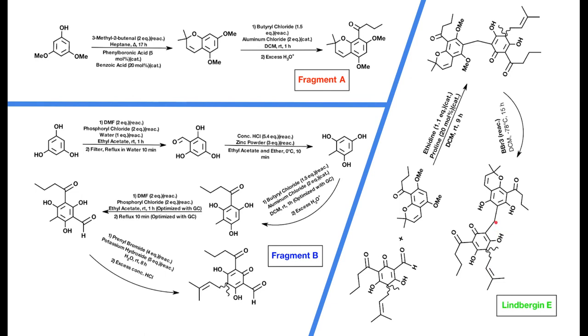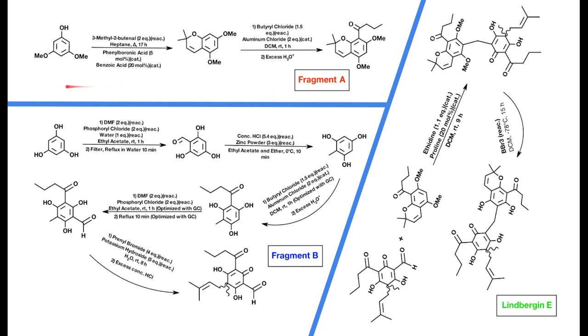Because you can see this heterodimer right here has this really weak methylene bridge that holds the two fragments together. So I need to find some way that I can add that in the very last step. And that's just what this convergent synthesis allowed me to do, to bring together fragment A and fragment B to get the final Lindbergin E. And I'm bringing that together using something called a three-component reductive alkylation. And here's actually fragment A. Let's analyze that first.